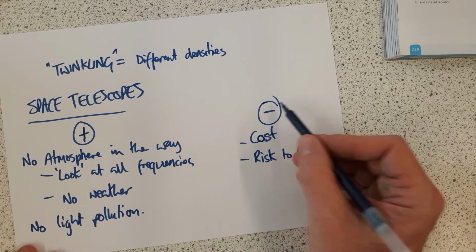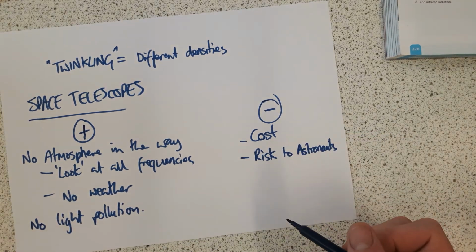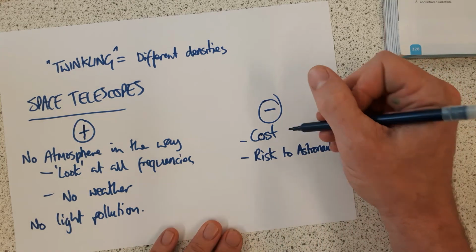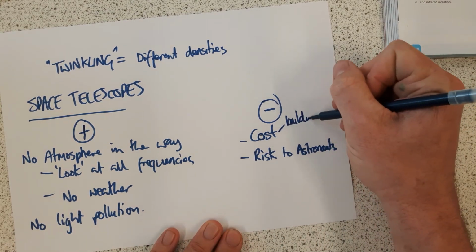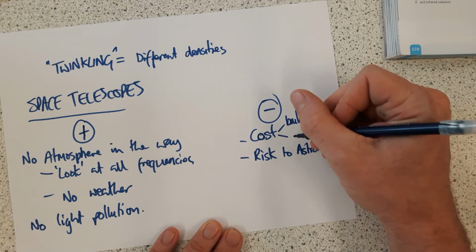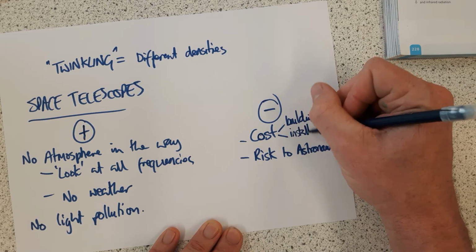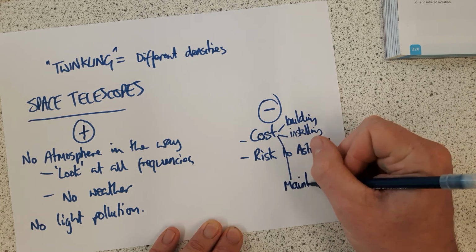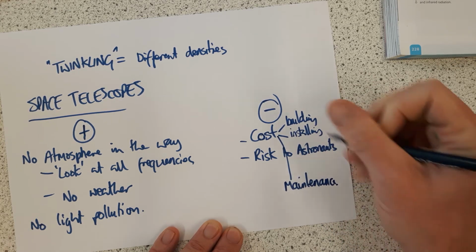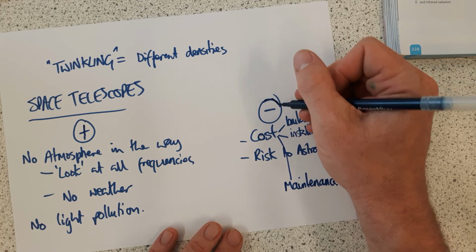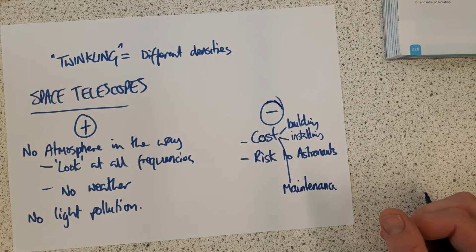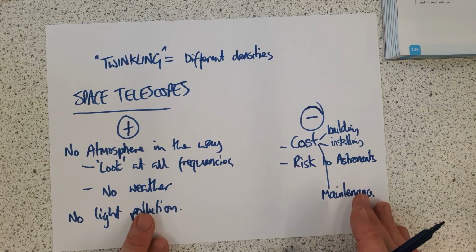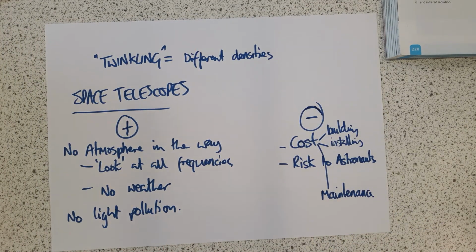A very dark place would be in space, but the cost for building is huge. The cost for installing it, getting it into space, is huge. And then the final cost, of course, is maintenance. If something goes wrong with a space telescope, then that's billions and billions of pounds probably just to get it repaired. Whereas obviously when it's on Earth, it can be repaired more straightforwardly. Okay, so that's telescopes.